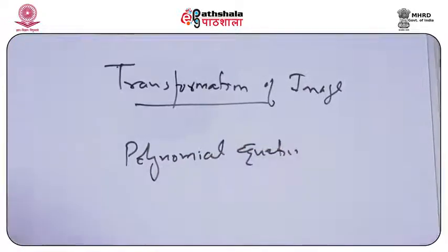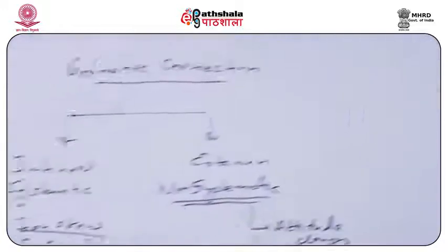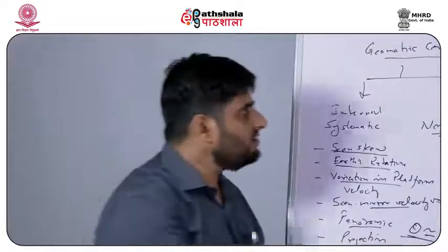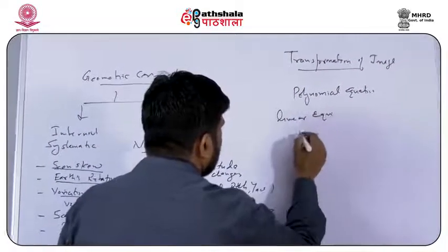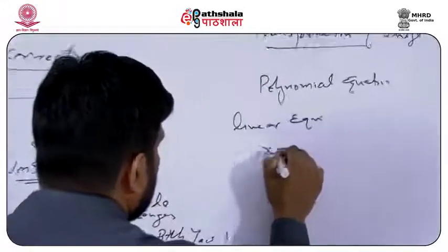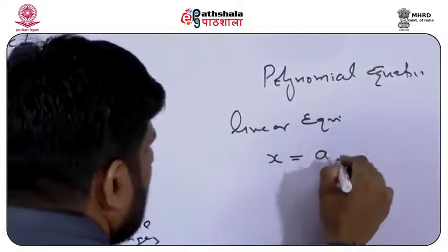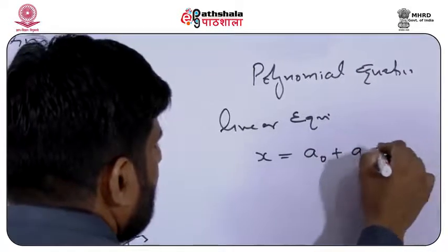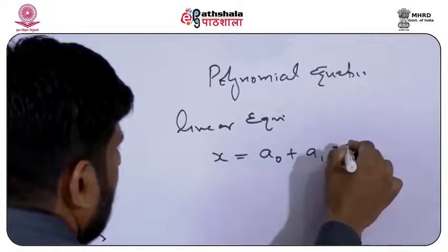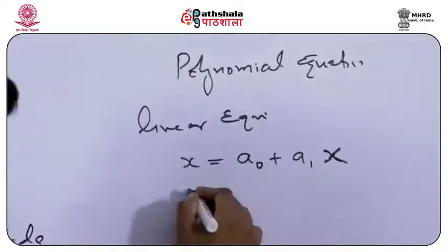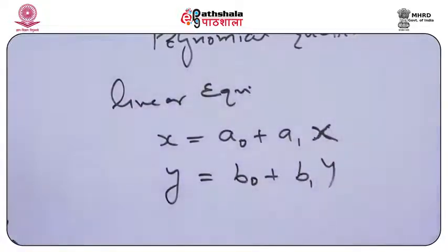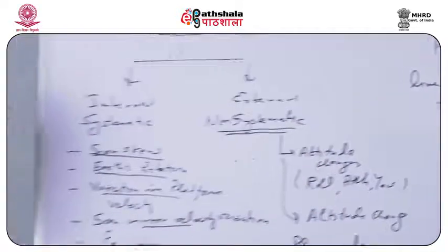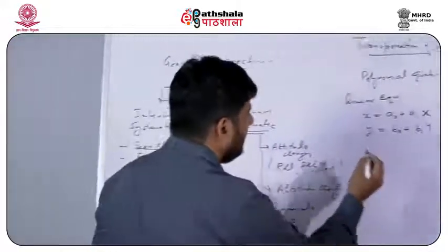Now these polynomial equations may be linear equations as well as non-linear equations. Linear equation may be of simple form. For example, it may be X equal to a0 plus a1 x, or we may write this as capital X. Similarly, Y equal to b0 plus b1 y, where a0, a1, b0 and b1 are constants which may be derived from the satellite data itself.